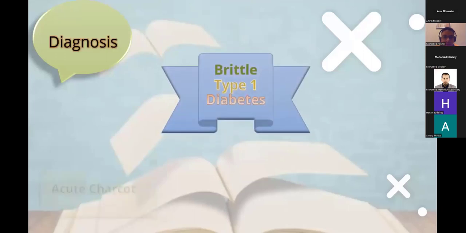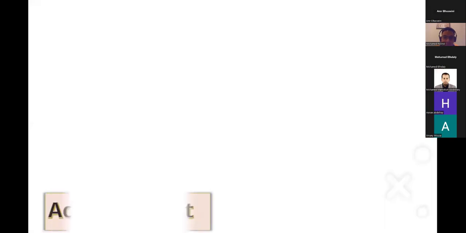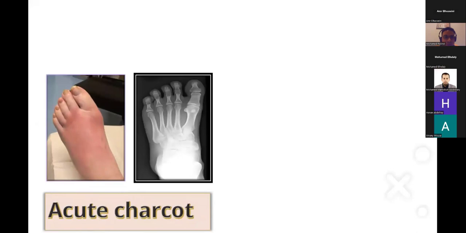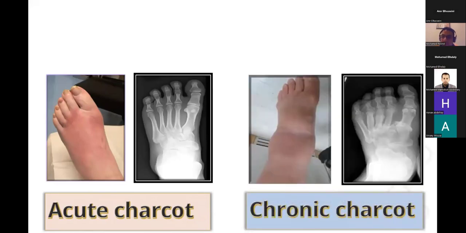So our diagnosis included brittle type 1 diabetic patient with acute Charcot, celiac disease and malabsorption, and osteoporosis. Acute Charcot, as I said, is one of the complications. It presents in two phases: the acute stage and the chronic stage. In the acute stage, there is no abnormality in the X-ray, but abnormality only in the MRI. While in the chronic stage, there is destruction even in the joint with disorganization of the joint spaces, as well as the destruction of the foot.